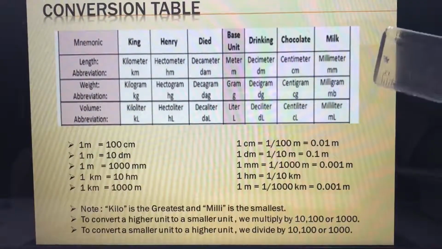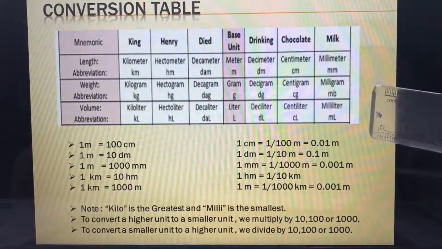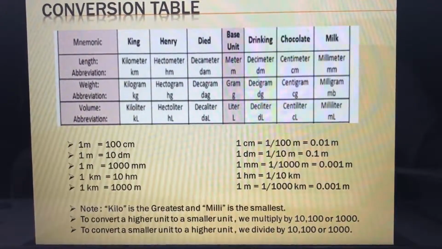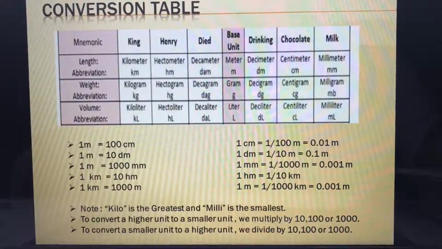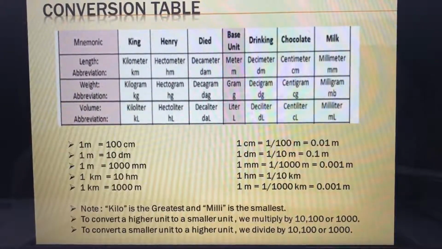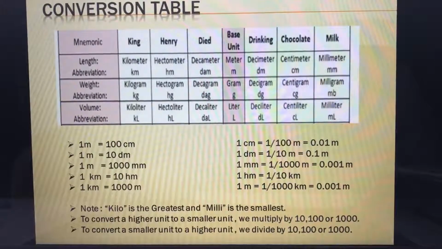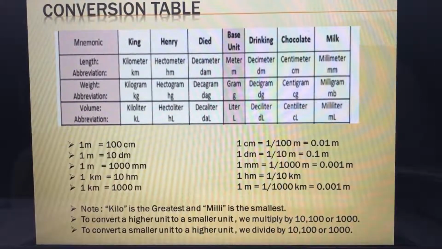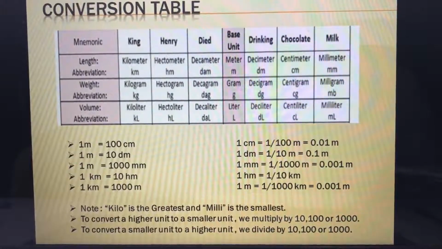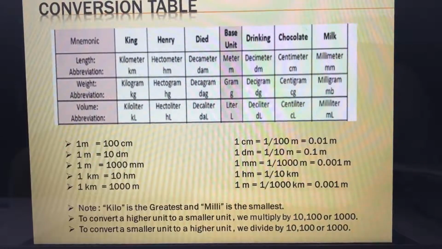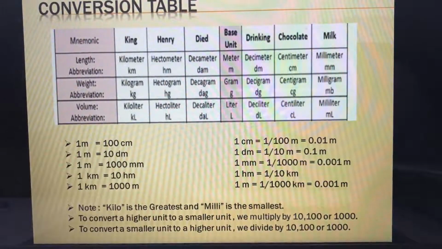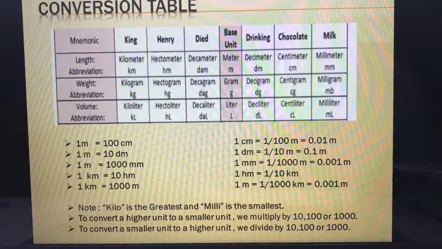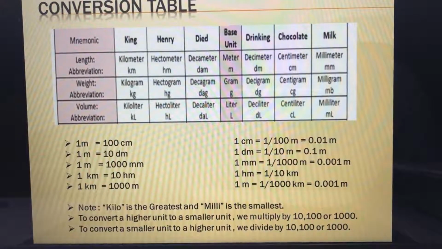1 centimeter equals 1 upon 100 meters, which is equal to 0.01 meters. 1 decimeter equals 1 upon 10 meter, which is equal to 0.1 meter. 1 millimeter equals 1 upon 1000 meter, which is equal to 0.001 meter. 1 hectometer equals 1 upon 10 kilometer. And 1 meter equals 1 upon 1000 kilometer, which is equal to 0.001 kilometer.